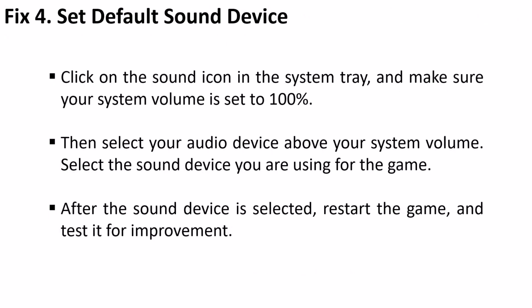Fix 4: set default sound device. So click on the sound icon in the system tray and make sure your system volume is set to 100%. Then select your audio device above your system volume. Select the sound device you are using for the game. After the sound device is selected, restart the game and then check.